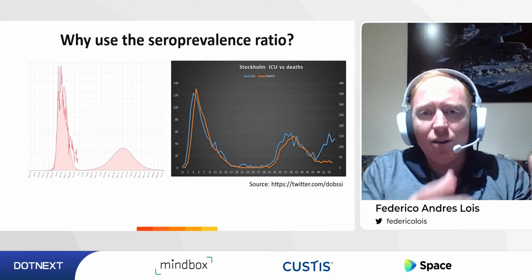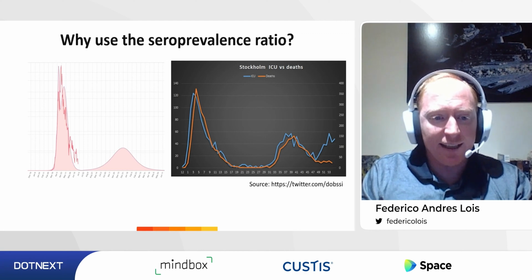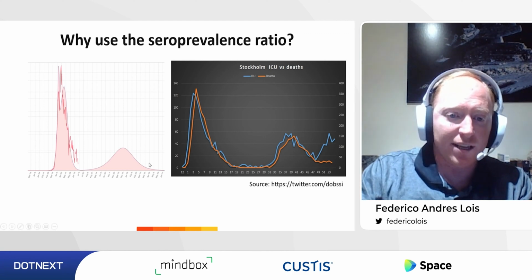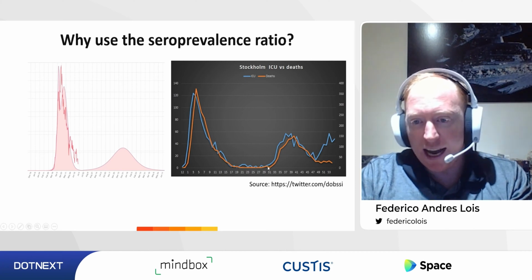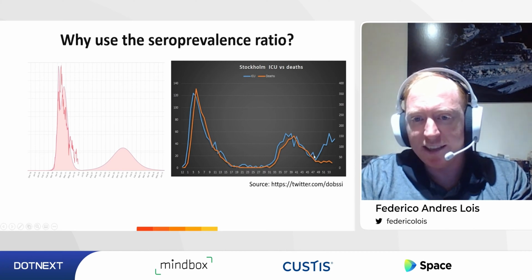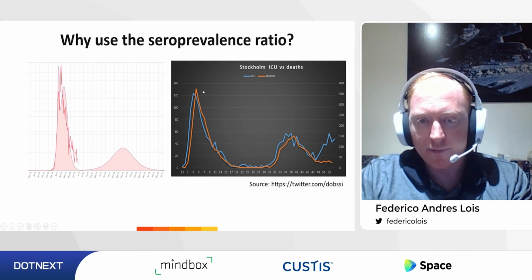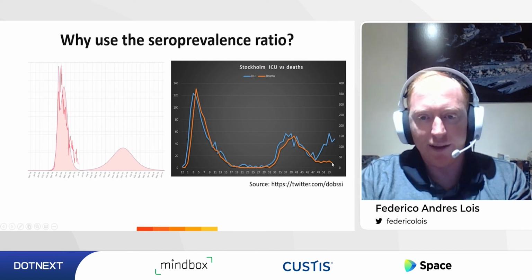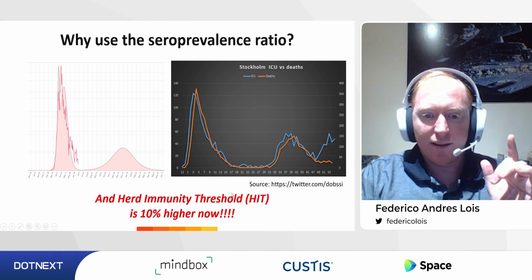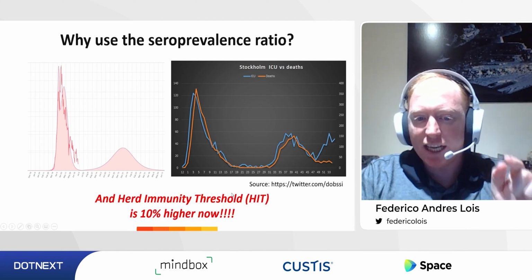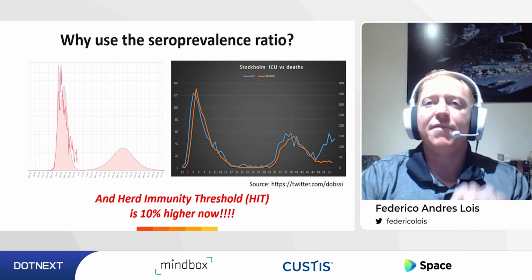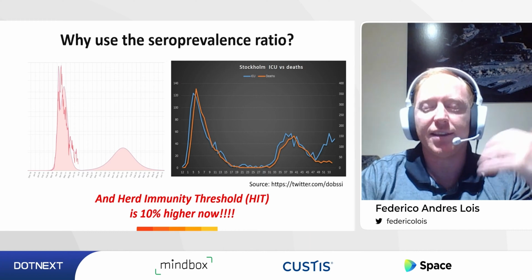So the reason why you use the seroprevalence ratio is something like this. On the right here, you have our estimation, and this orange is the actual thing that you got for the second wave. But there's something interesting here. The herd immunity threshold is 10% higher now. Why? Because of the UK variant. The UK variant is faster, 30% faster.